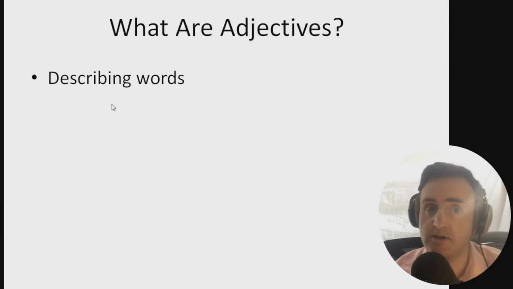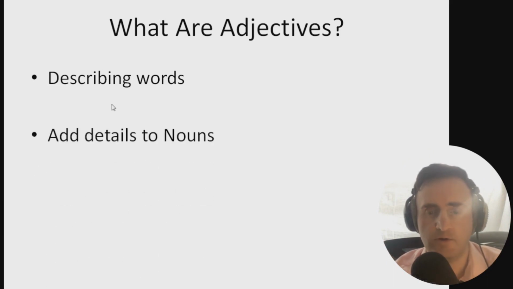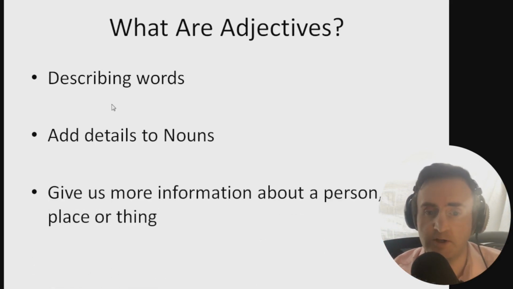Adjective, what's that? Well, it's a describing word that describes a noun. So you'll see these all the time because you just get a noun and before it some kind of extra detail. Pretty important. So as it says, it gives us more information about a person, place or thing. So two very important grammar elements.